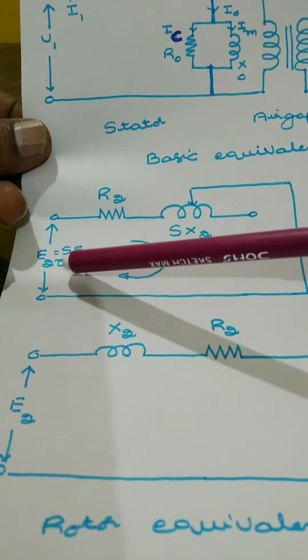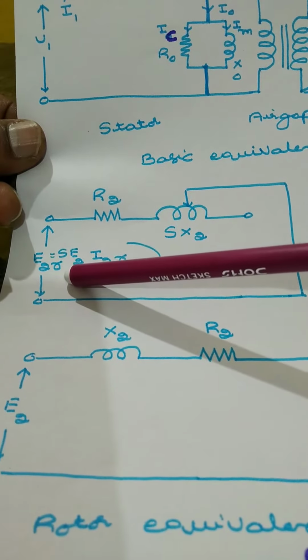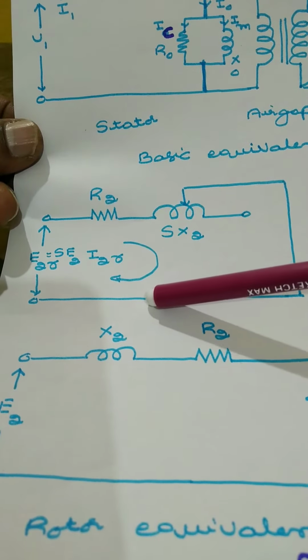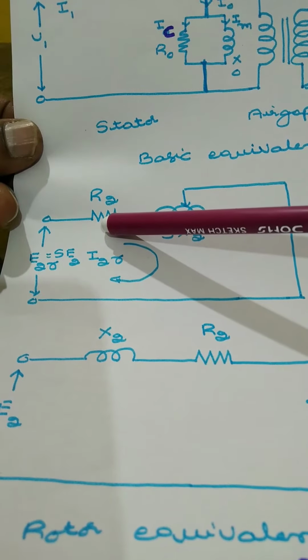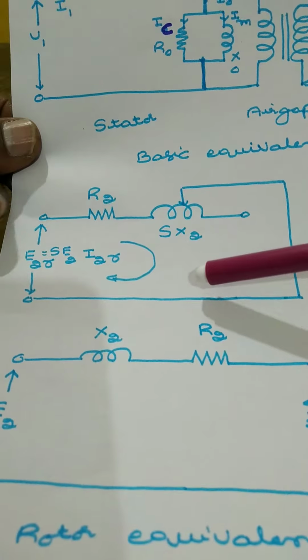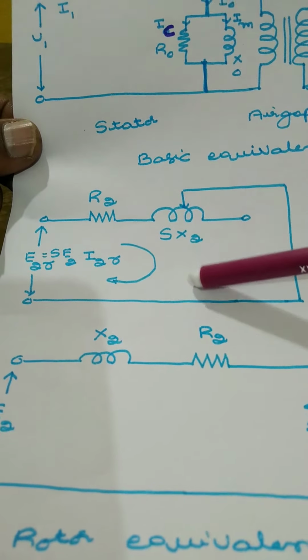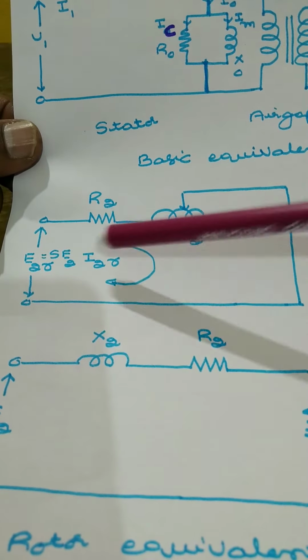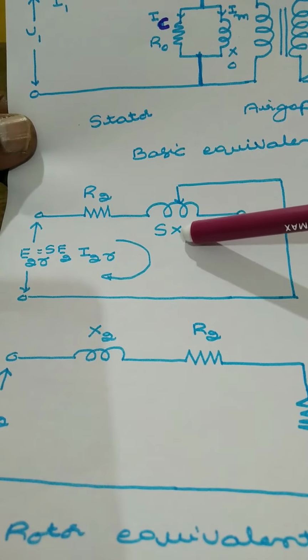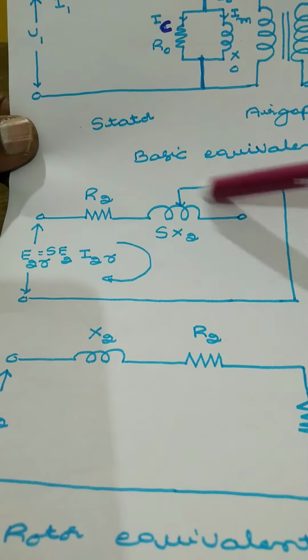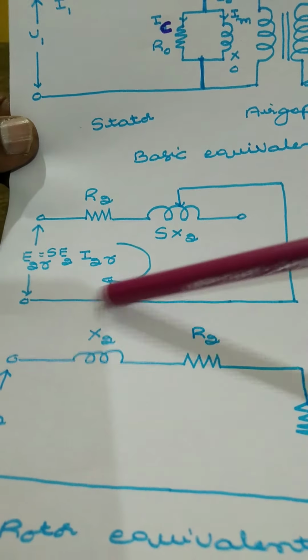So the EMF induced in the rotor side is S into E2. The current flowing is I2R. R2 is the rotor resistance, and S into X2 is the rotor reactance. Depending upon the value of S, the EMF induced in the rotor side is varying, and the reactance is also varying, since the rotor side is short circuited.